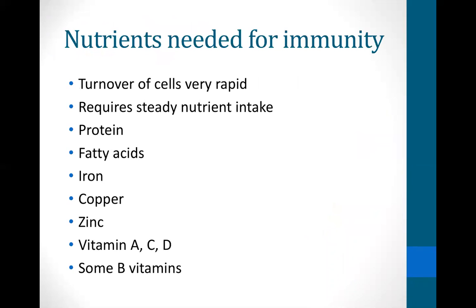Nutrients needed for immunity. There are many nutrients that are consistently needed for immunity because our immune cells turn over very quickly. That means they die and we produce new ones very quickly, some of them within a few hours or days. Since we're constantly making new cells, resynthesizing cells, we need adequate nutrients to be able to do that. These are some of the nutrients that are required.